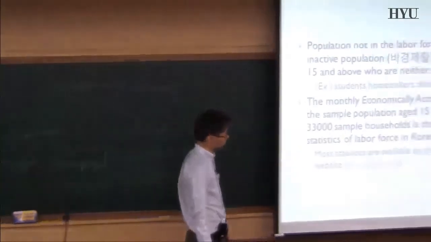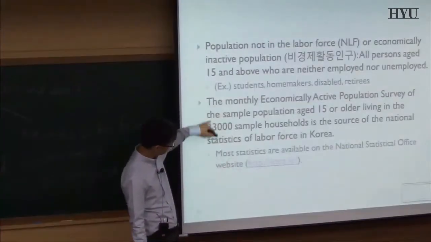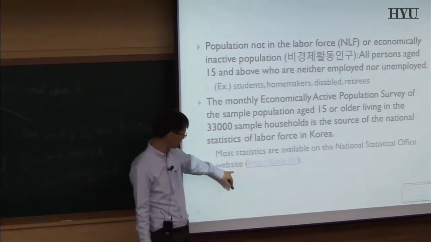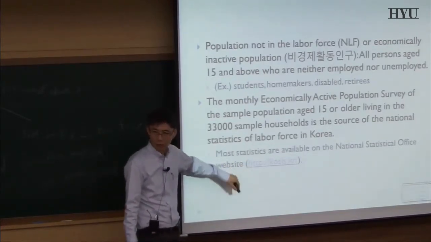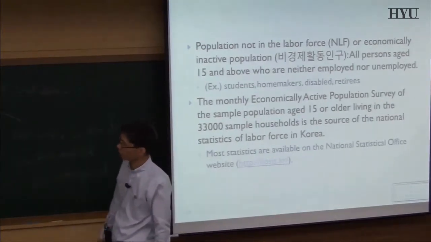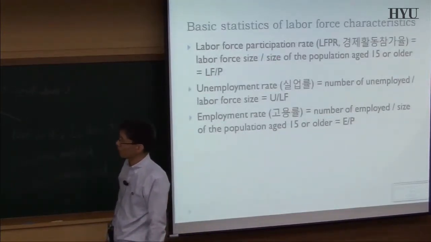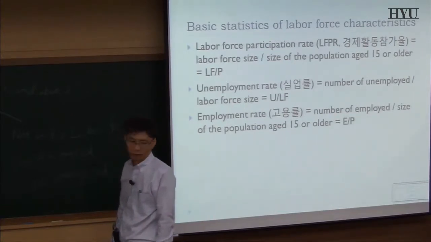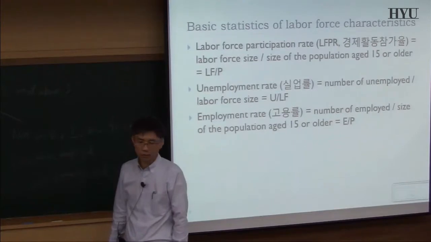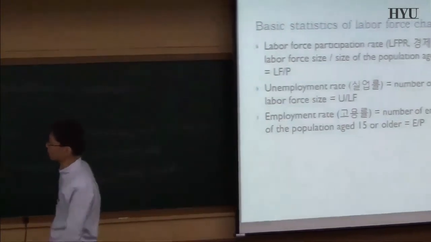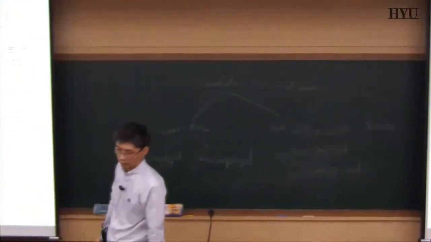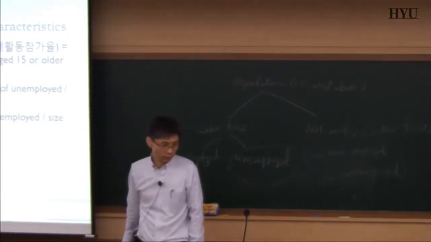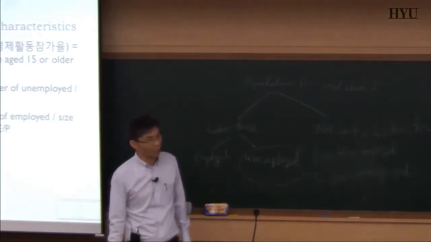Okay, so I will show you a bunch of statistics out of this, and as I said, the Korean National Statistical Office website is an excellent source of this information. Okay, then a few seconds ago I said unemployment rate, employment rate, and these are the basic statistics. So there are three basic statistics. One is called labor force participation rate. So in short, we call it LFPR.